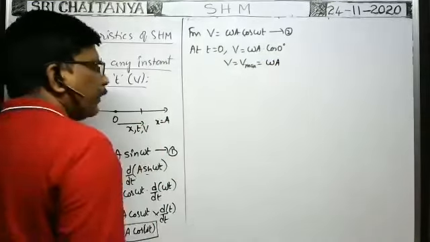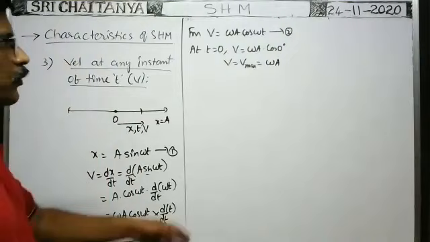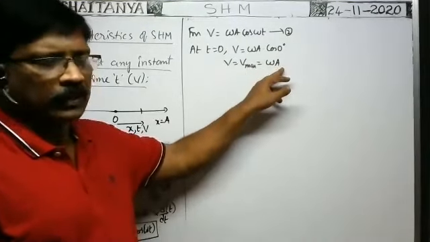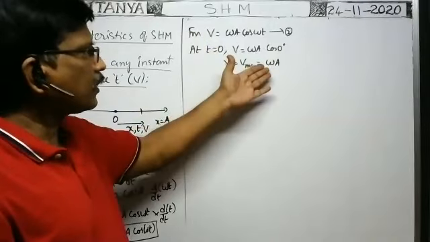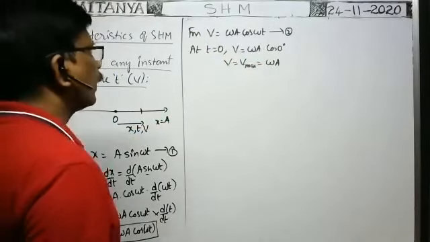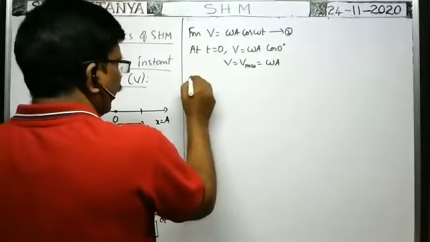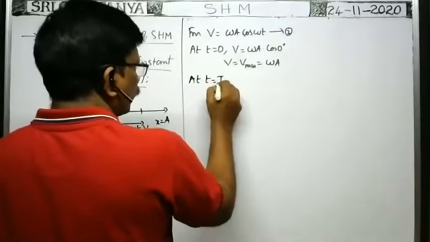It is the formula for maximum velocity in SHM. Suppose you are given the angular frequency of the particle in SHM and the amplitude of the particle, then the maximum velocity of the particle is simply equal to omega a. Okay. Now for the minimum velocity, consider t is equal to T by 4.